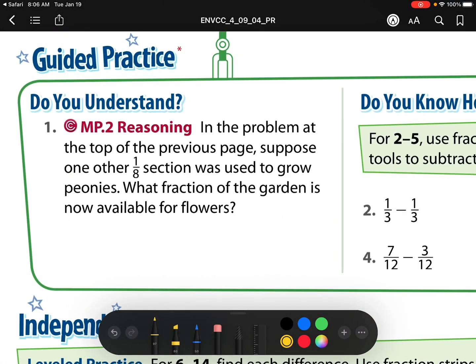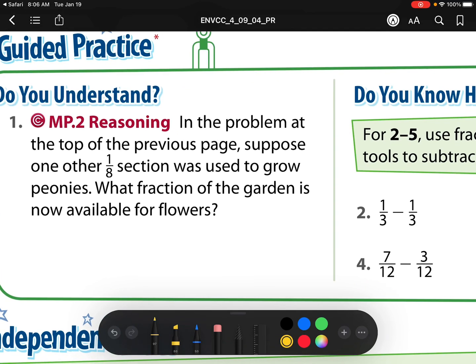So now let's jump down to number 1. In the problem on the top of the previous page, suppose one other 1/8 section was used to grow peonies. What fraction of the garden is now available for flowers? Well, if you remember, we started out with 6/8, and now one other section was used to grow peonies. So we're taking away one other 1/8. We're losing one section to grow stuff. So we're left with 5/8.